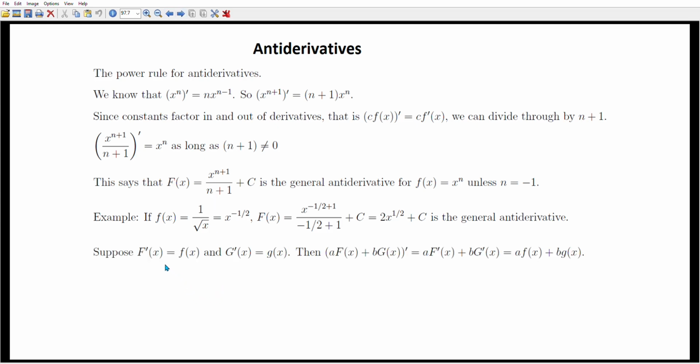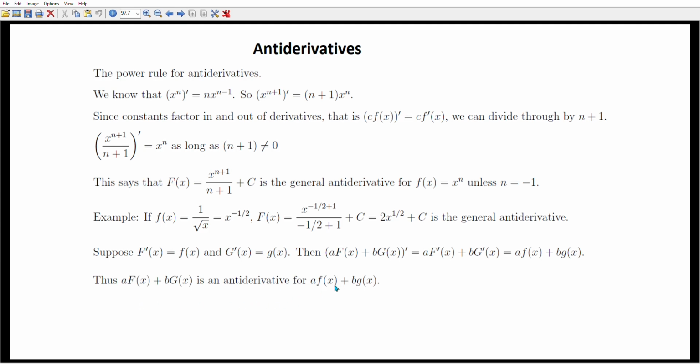Now, there are nice linear properties for derivatives, and as a result, there are nice linear properties for antiderivatives. So if we have capital F being an antiderivative for little f and capital G being an antiderivative for little g, then when we differentiate a F of x plus b G of x, we end up with a f prime plus b g prime, which is a little f of x plus b little g of x. And if you read what this says, it says this object right here is an antiderivative for that.